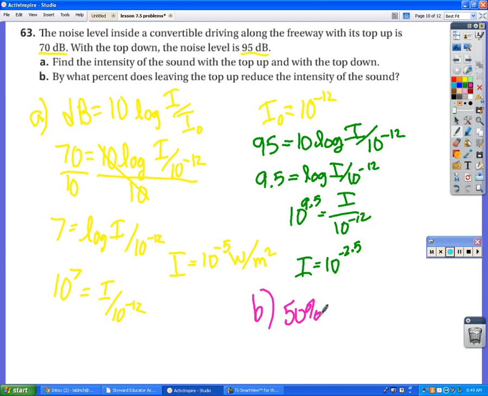Wait, can I get 42? Okay, hold on. That was a fail. Sorry, Cameron. That doesn't work out that way. B is 50%? No, it does not work out that way, sorry.